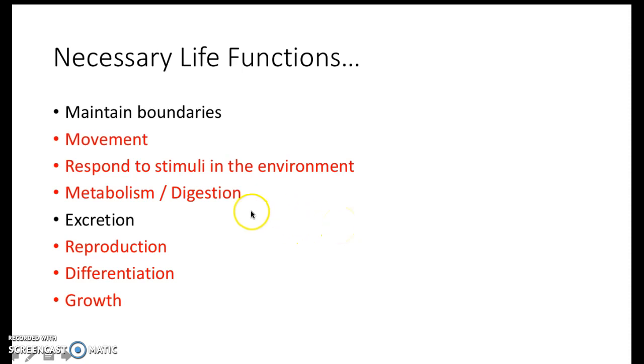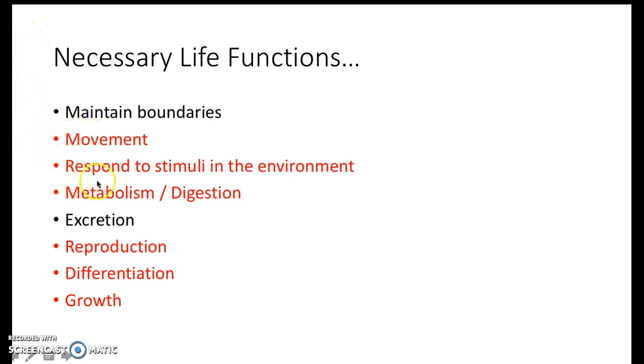Additionally, living organisms have to have a way to move. And I have here movement. I don't mean just movement like locomotion within an environment, but we also mean movement of substances within an organism. So when we talk about the cardiovascular system, we are going to be talking about the movement of blood through the blood vessels. When we talk about the digestive system, we're going to be talking about the movement of foodstuffs throughout the different components of the alimentary canal.